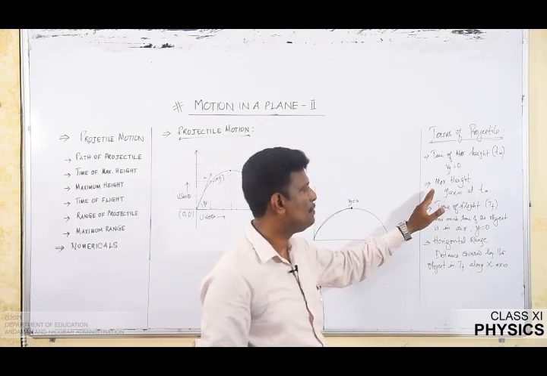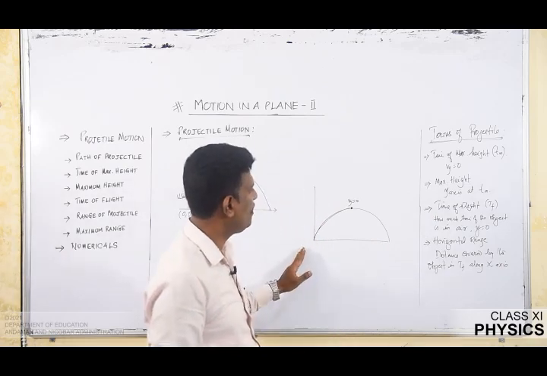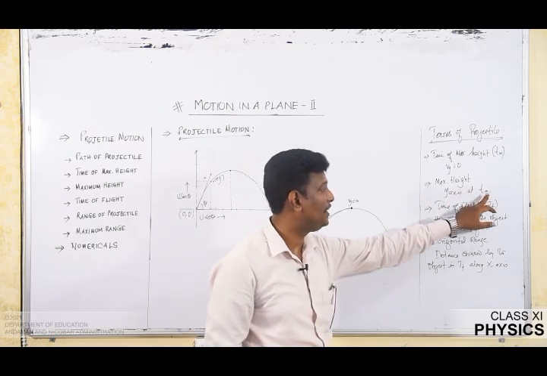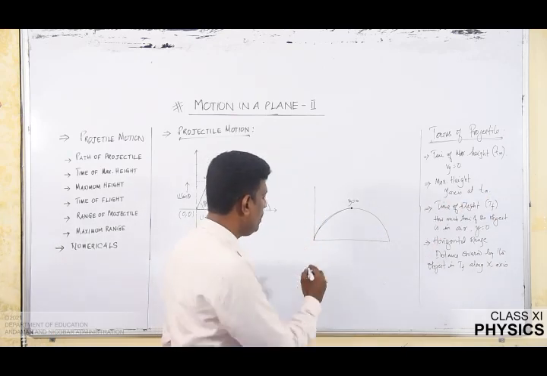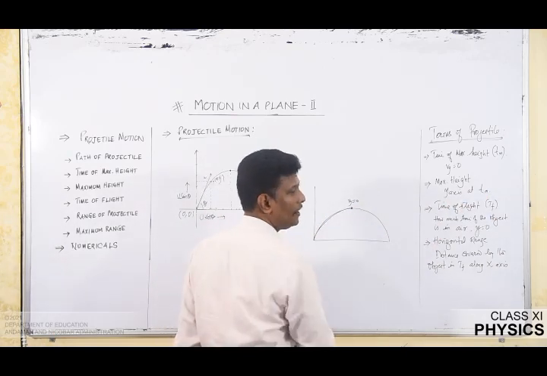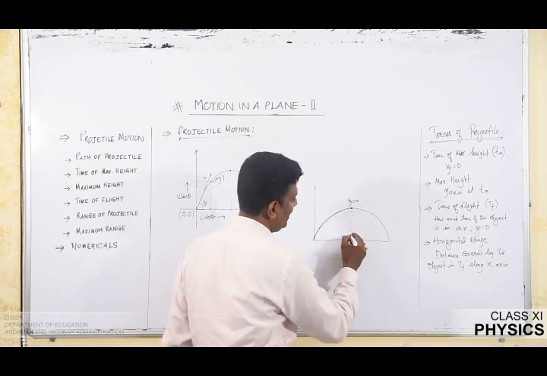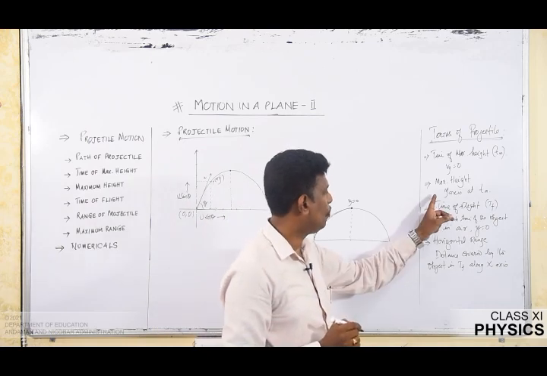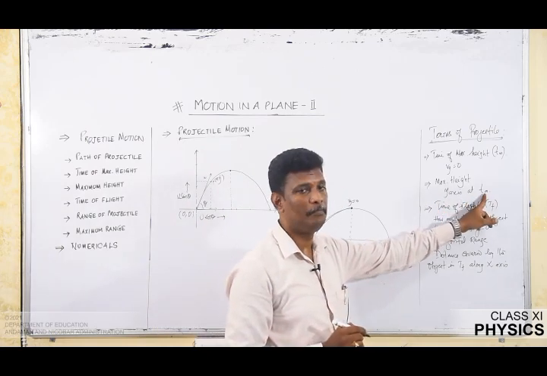Next is maximum height. What is the maximum height? This is the maximum height, that is y axis at Tm, that is the time at which it is reaching here, the y axis value that gives the maximum height. Simply we can say y axis at Tm.